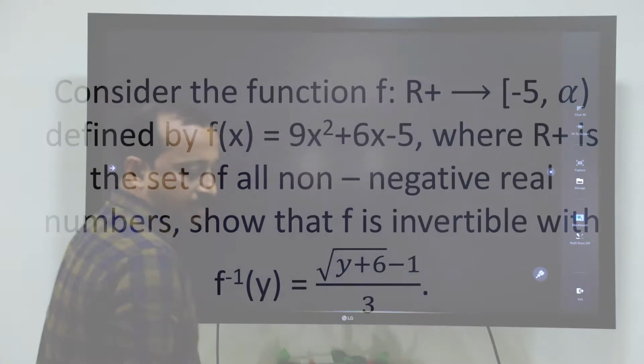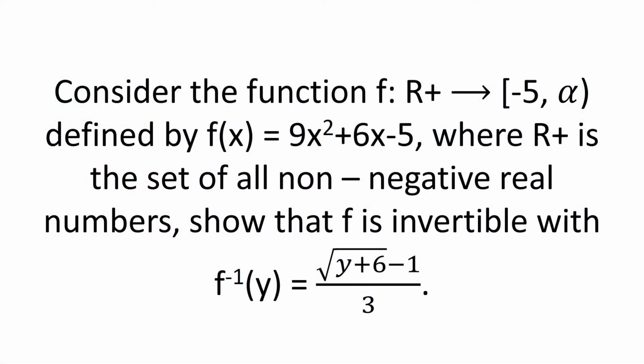Next question: a function f from R plus 2 minus 5 to infinity, that is, from the closed interval minus 5 to infinity, defined by f of x equal to 9x square plus 6x minus 5. Show that f is invertible. Hence find its inverse function.